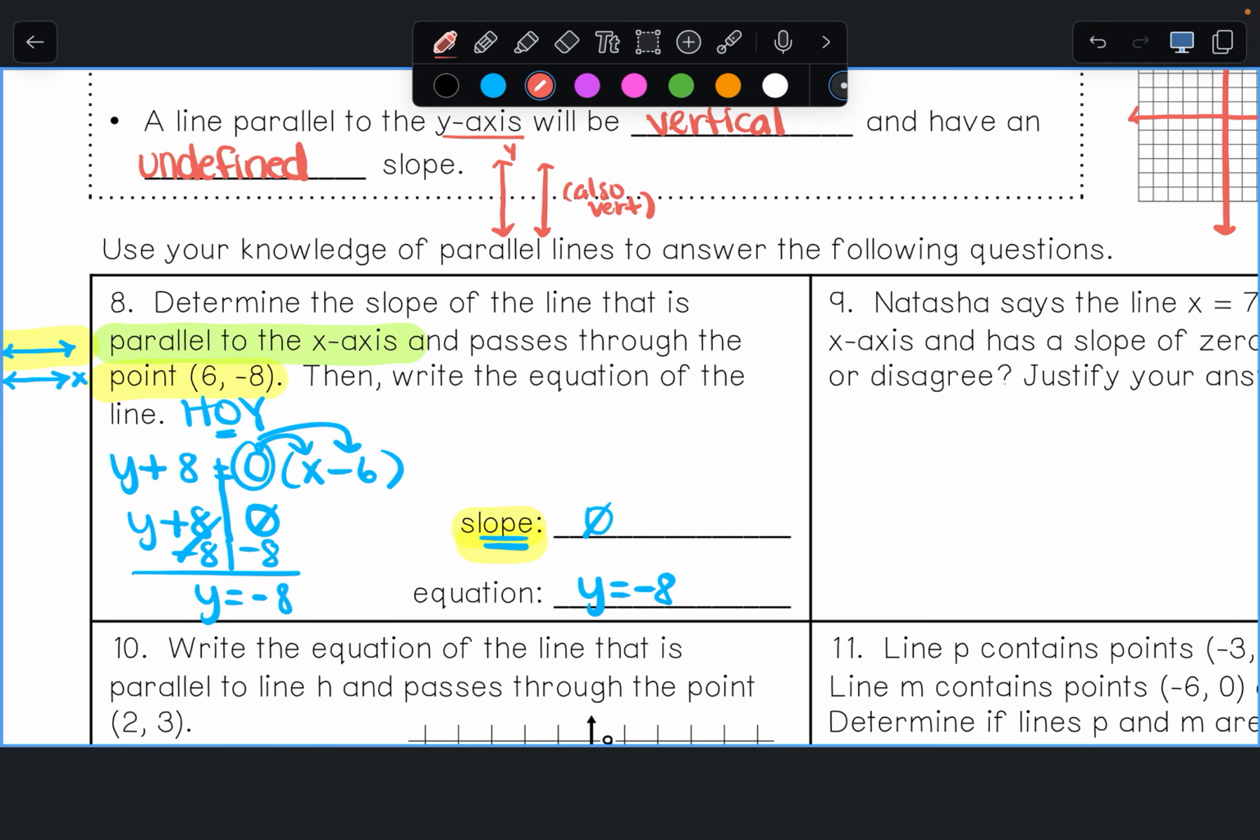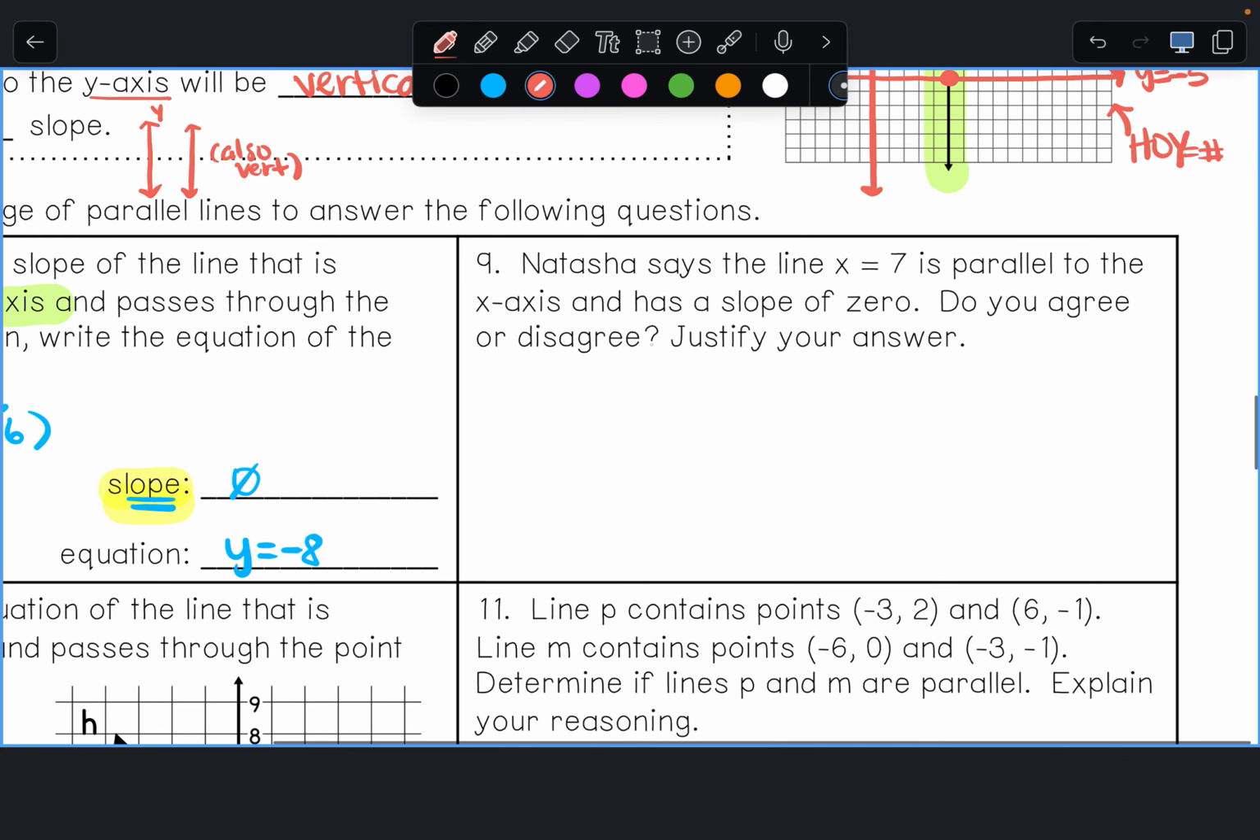All right, number 9. Natasha says the line x equals 7 is parallel to the x-axis and has a slope of 0. Do you agree or not? Well, x equals 7. That is the same as x is equal to a number. Where do we see that? In HOY or VUX? VUX. Okay. So x equals 7. That is VUX. V in VUX stands for what? Vertical. Okay, so that's a vertical line.